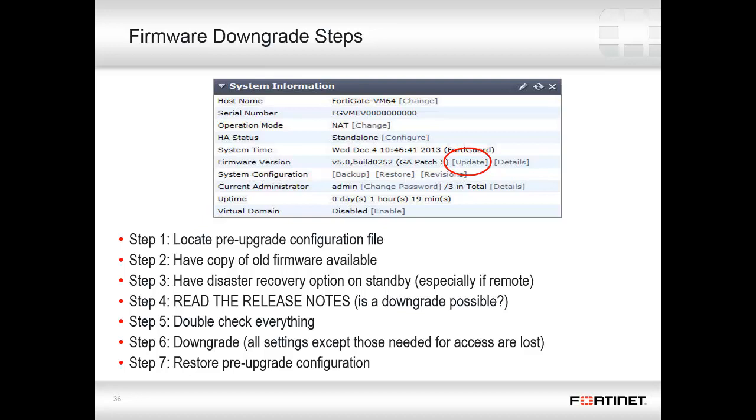Once you've determined the downgrade is possible, double check everything and run the downgrade. After the downgrade is finished, you'll be able to log in and restore the configuration backup that you made before the upgrade. When you do a downgrade, you will lose everything in your configuration except what you need in order to get access to the unit, so things like IPs, interface settings, and admin user details. This should not be a problem because in the previous slide, the upgrade procedure involves backing up the configuration, which you can then restore.